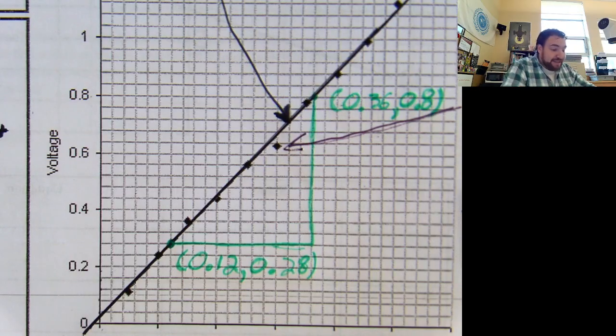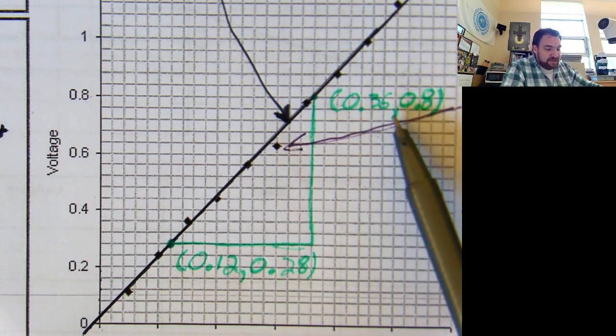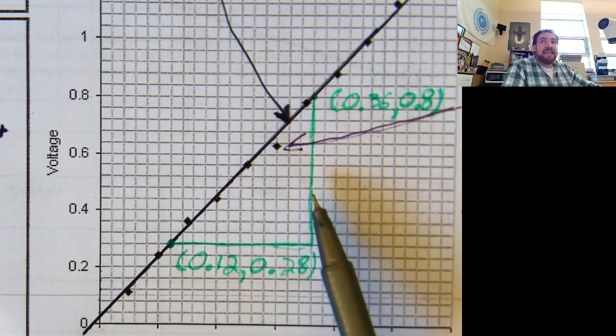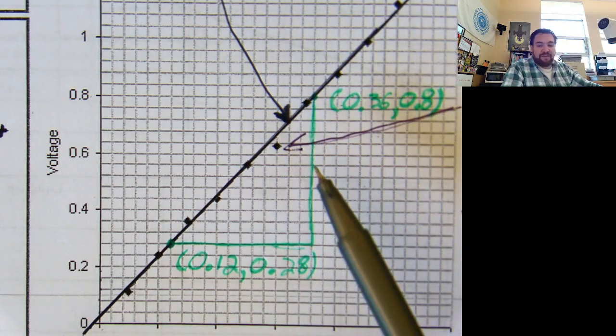Pick your points. These are my points. 0.36, comma 0.8 and 0.12, comma 0.28. These are the points. Now I'm going to use those to go ahead and find my rise over run.